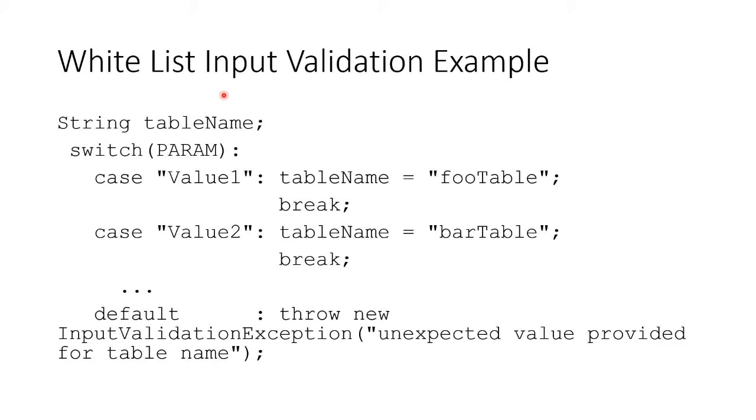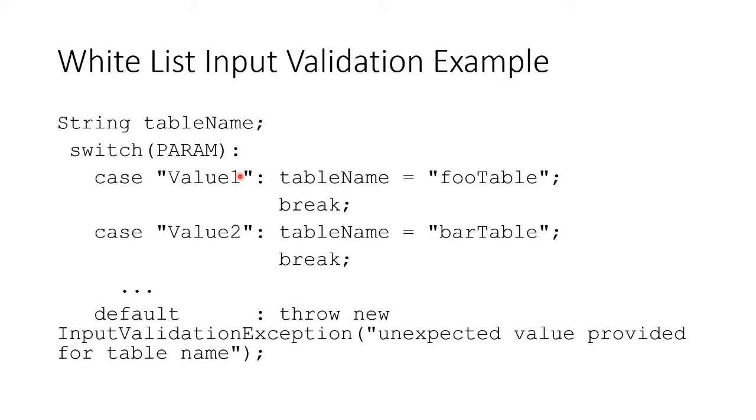Here's an example of whitelist input validation. You can use the case statement, which means if this exists, case. Supposing the value of table name is some table, okay. Or if another value is table name, some other table, okay. We have to match one of these if statements, one of these case statements. You could have a whole bunch of them. Otherwise, throw an exception: unexpected value provided for table name.